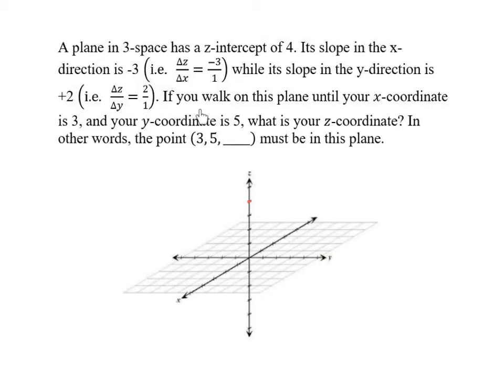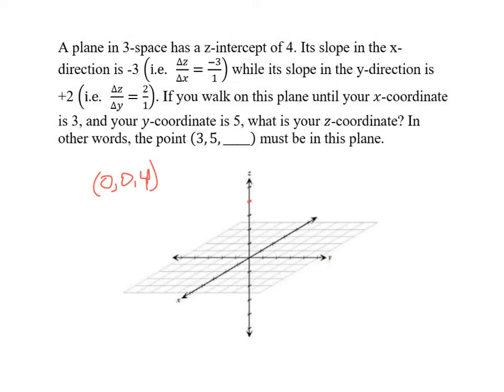So if you walk on this plane until your x-coordinate is 3 and your y-coordinate is 5, what is your z-coordinate? I've actually given you enough information to determine what the point (3, 5, blank) must be in this plane. Why don't you pause the video and see if you can figure out what the z value would have to be at the point where x is 3 and y is 5. Hopefully you haven't thought, well, this is impossible.